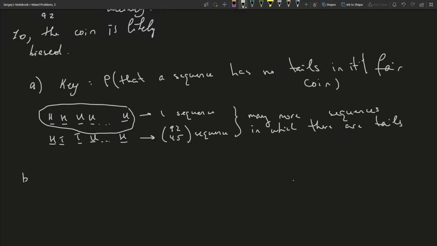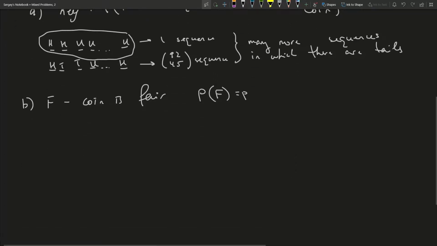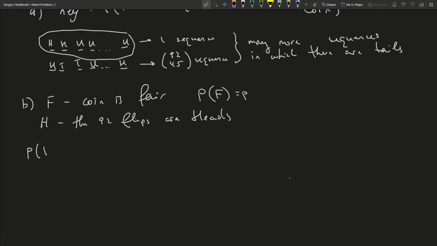So now we'd like to formalize this in part B, and for that we're going to make a couple of notations. We're going to denote by F the event that the coin is fair, and we're told that the prior probability that the coin is fair is little p. And we're also going to denote by H the event that the 92 flips are heads. What we'd like to find out is the posterior probability that the coin is fair, given we've observed 92 heads. So we're going to apply Bayes' rule and the law of total probability.